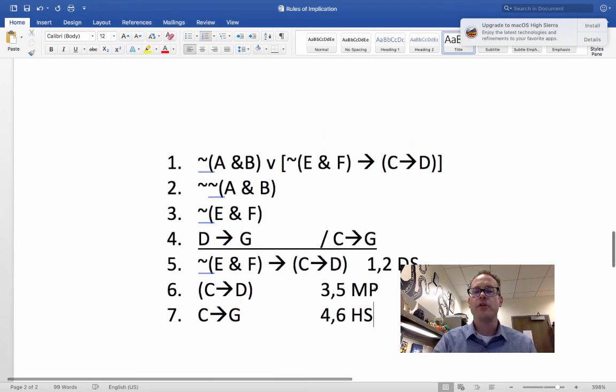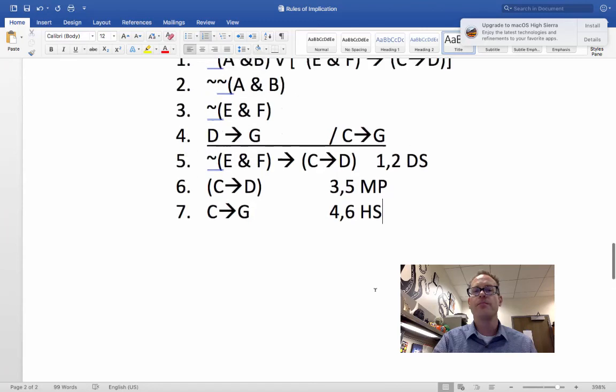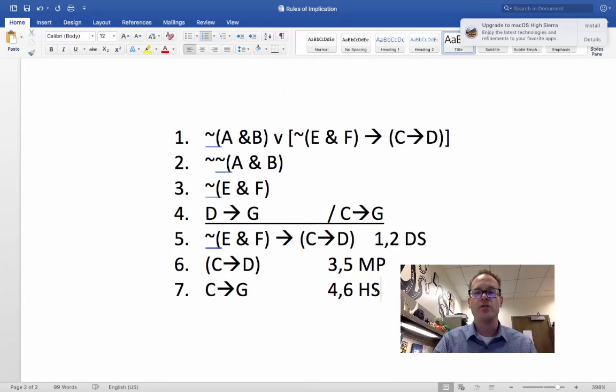Now, I would encourage you to work these two problems a couple of times, work them, and then put them away for an hour or two, and then come back and see if you can work it again. It's better to work one or two proofs really well than it is to work 10 proofs poorly.